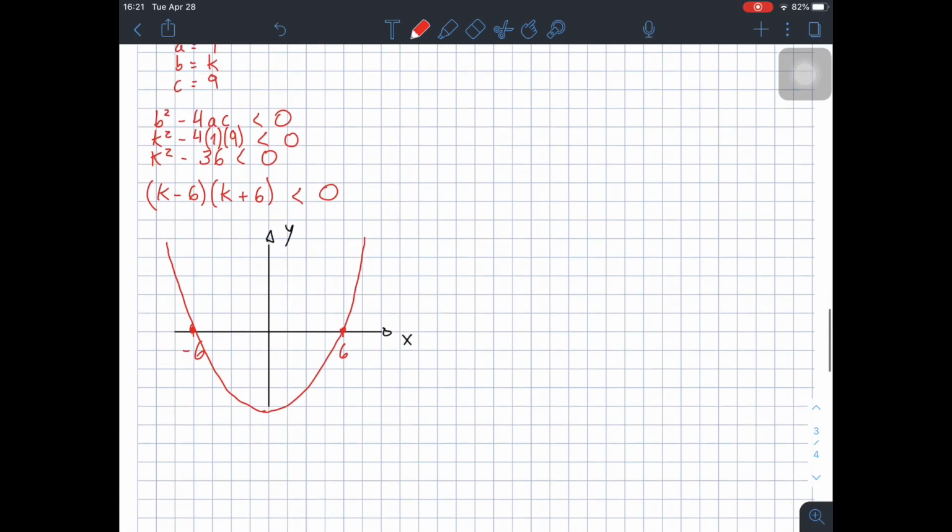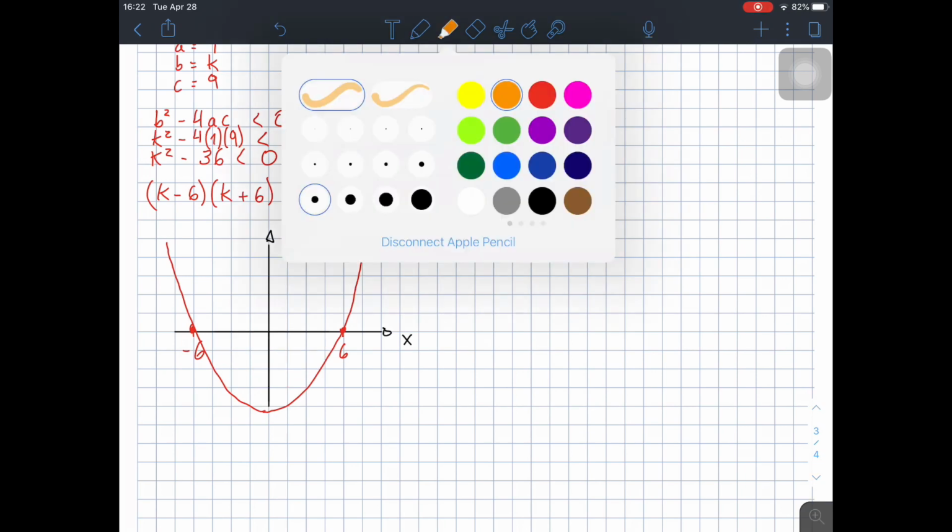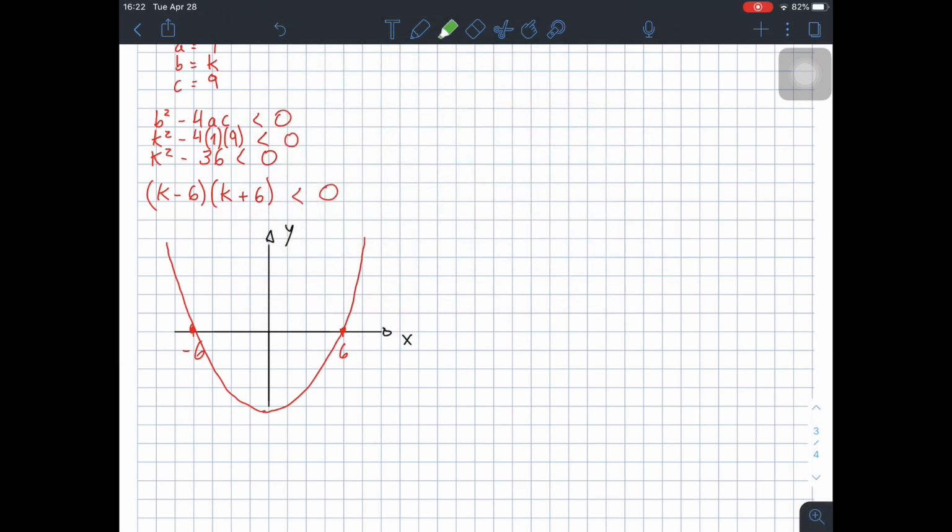So what do we want? We want this product to be less than 0, okay? Less than 0 means that we should be below the x-axis, okay? So our solution region in this case would be this area over here, right? The area that makes the parabola be less than 0, okay? That's below the x-axis.